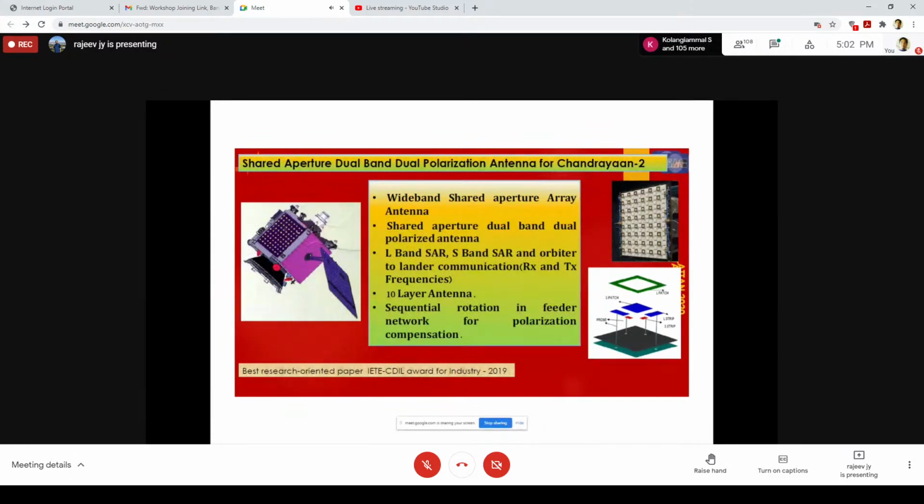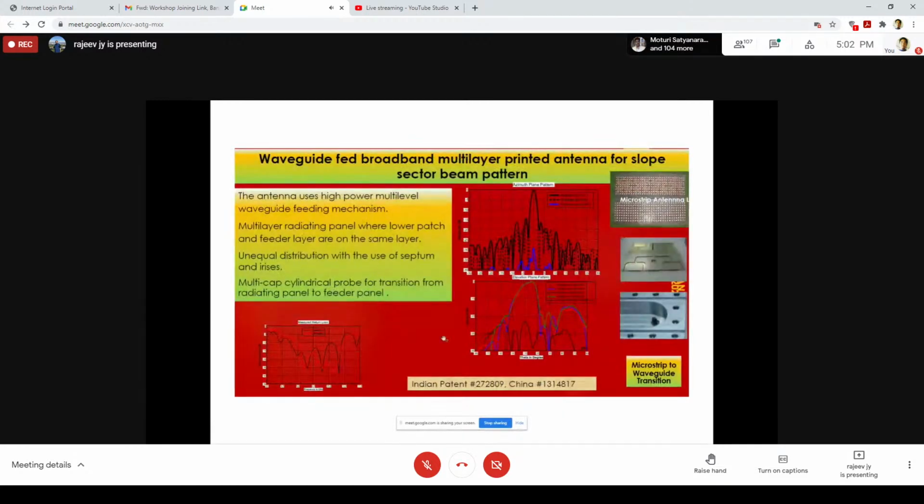This got the best research-oriented paper award in 2019 by IIT, and a CDL award for industry, which we got. And our engineers faced a lot of challenges there. We reduced almost 7 to 8 kg of mass by removing all the unnecessary material which is not required, but because of that a lot of changes were required in the design and analysis. So this was a 10-layer antenna. That was one good example.